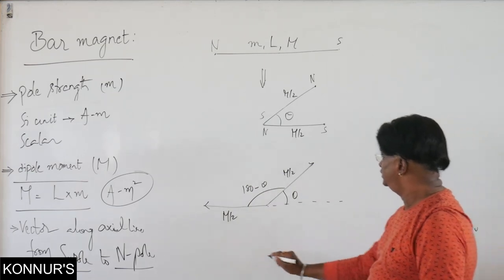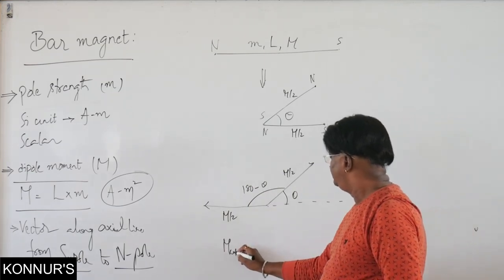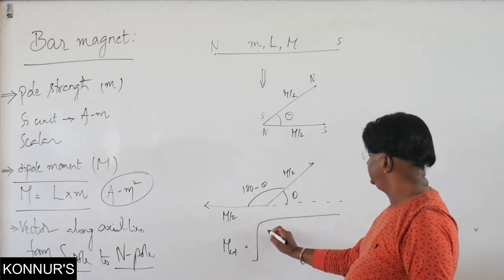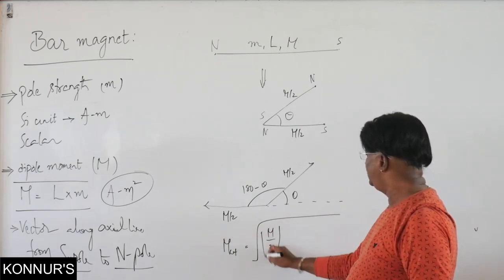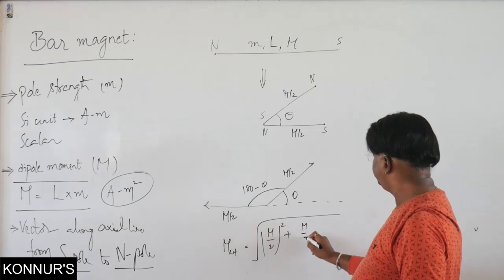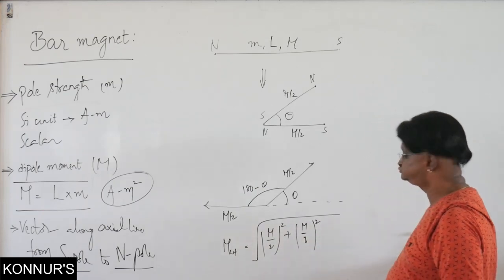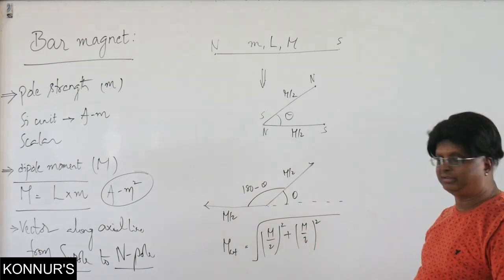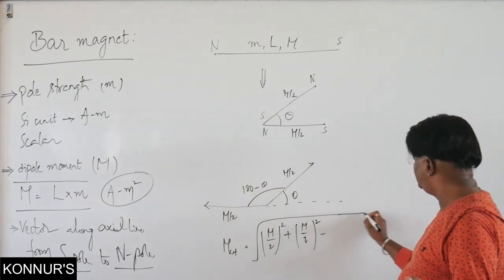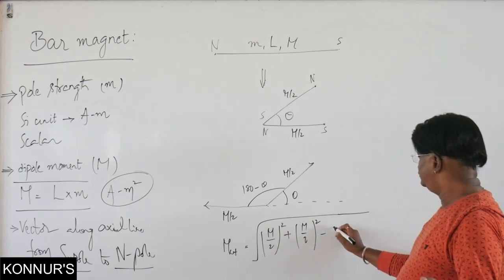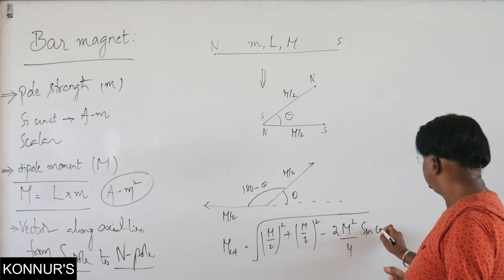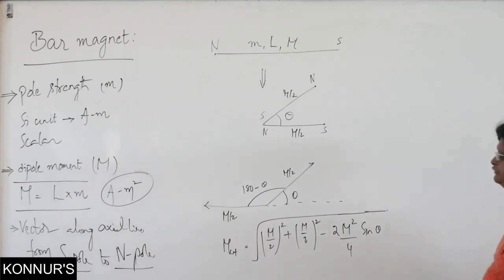Right? So now, using our Pythagorean law of addition, the net moment is equal to root of M by 2 square plus M by 2 square. Since the angle is 180 minus theta, cos of 180 minus theta becomes minus cos theta. Therefore, this is minus 2 M square by 4 cos theta. So this is the answer you get.